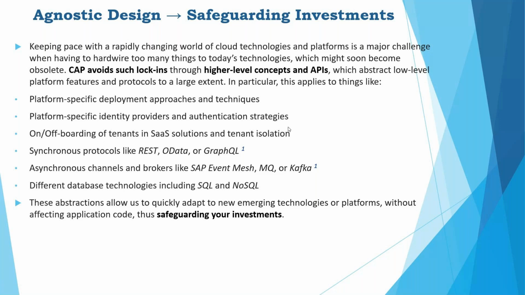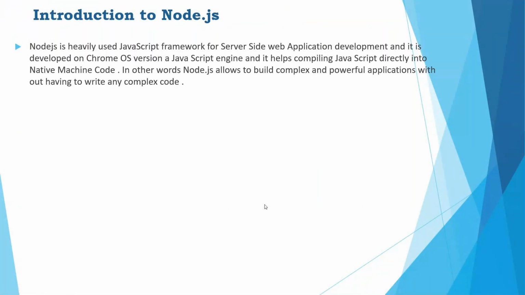There are no such lock-ins. You can use Node or Java, which has higher-level concepts, and you can easily take the APIs. CAPM is a platform-specific approach, I already explained this part. In our training we are going to use Node.js only to develop the applications or data services, not Java.